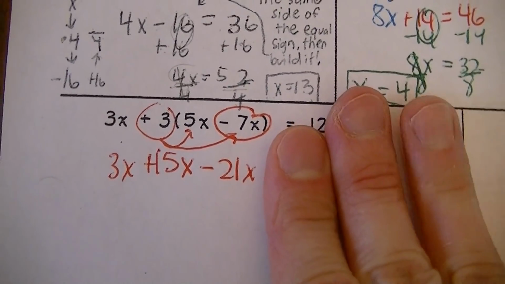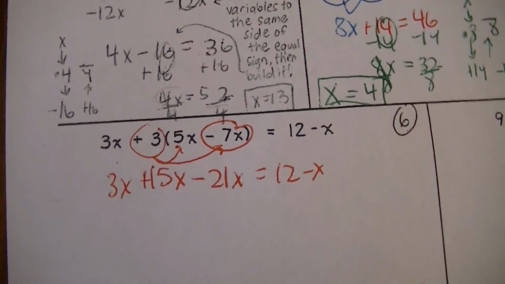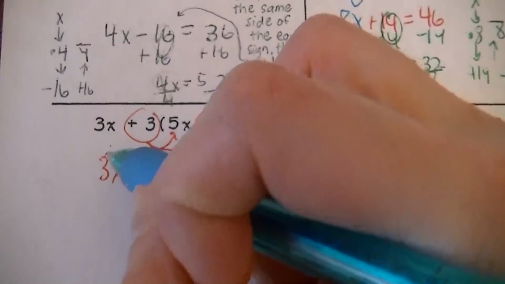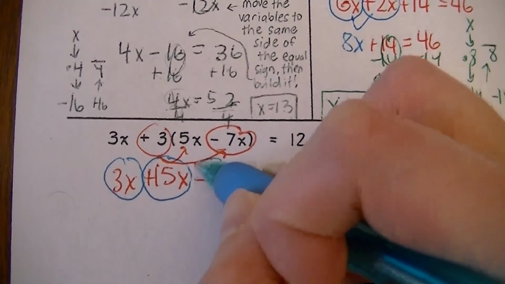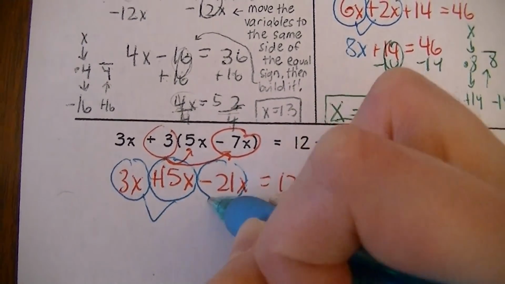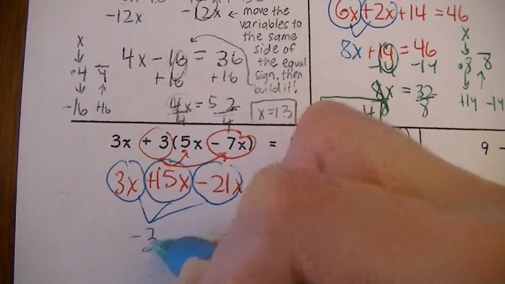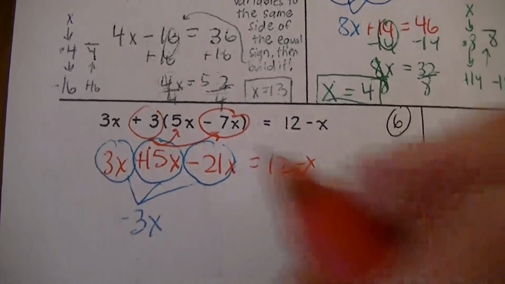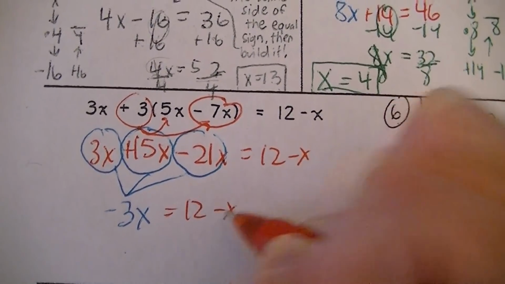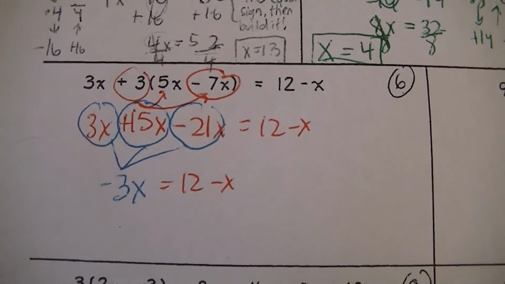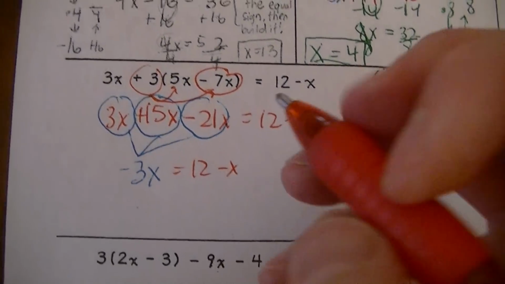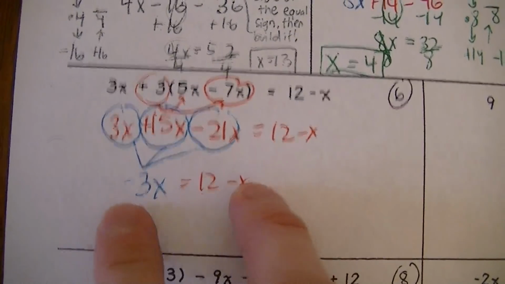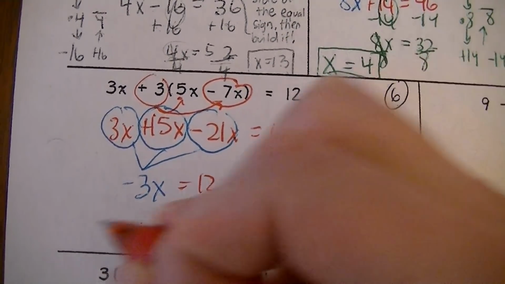Okay, you're going to see right there, you could totally simplify all those on the left-hand side because everything right there are like terms. So 3x plus 15x is 18x. 18x minus 21x, that is negative 3x. Okay, bring everything down. There we go. And I know some of you want to start building it, but please don't do that because you should see that we have a variable on each side. You need to move them to the same side. So I'm going to move it to the left side.